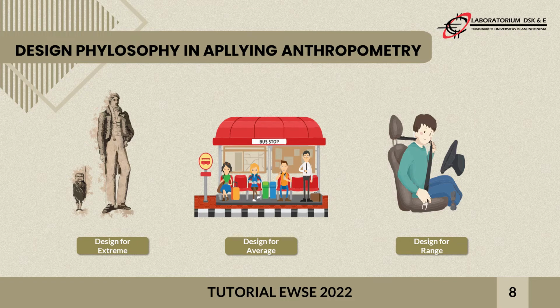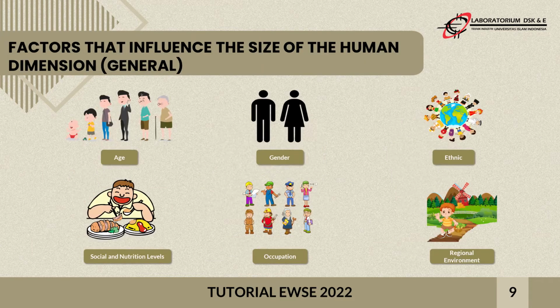And the last one is design for range. This design is used to create a design that can be adjusted, or what we call adjustable. For example, the steering wheel, where the steering wheel can be adjusted, raised, lowered, advanced, or reversed. And the driver's seat can also be adjusted. This design for range uses the 5th until 95th percentile. Move to the next slide.